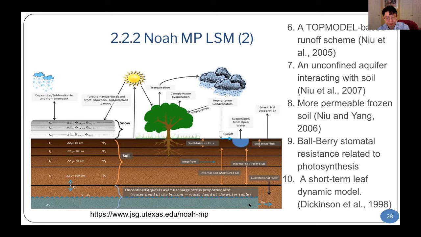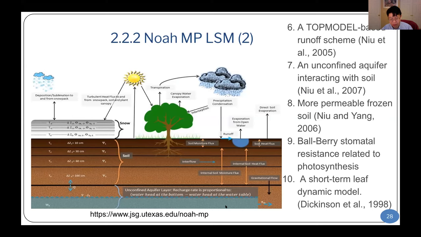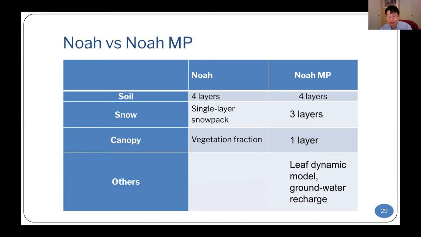So here is a simple comparison of these two schemes. Both have a four layer soil. Noah has a single layer snow pack. Noah MP has three layers. Then for the canopy, Noah uses a grid vegetation fraction; in each grid, it uses the vegetation fraction. In Noah MP, you have a layer canopy. Noah MP also includes the leaf dynamic model. It has groundwater recharge, as I mentioned earlier. For this figure, you have the lower layer, but for Noah, you don't have that part. So this is a simple comparison of the two schemes.